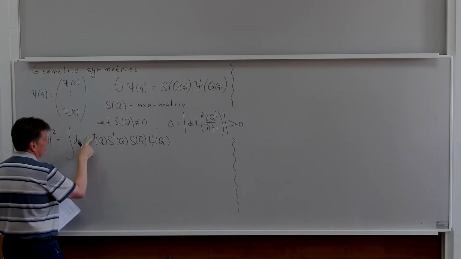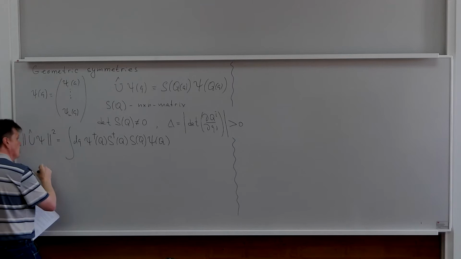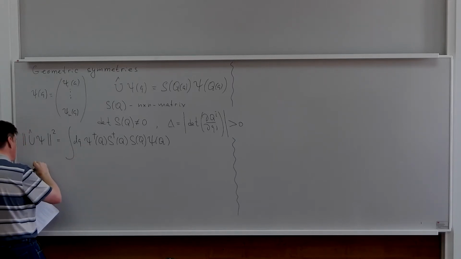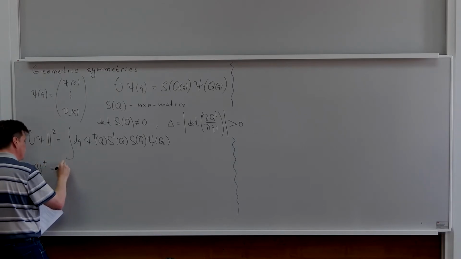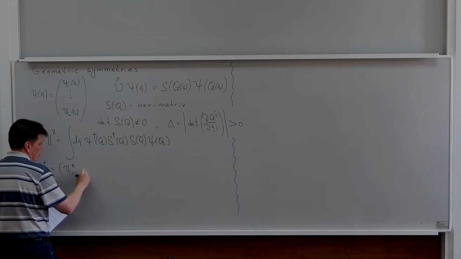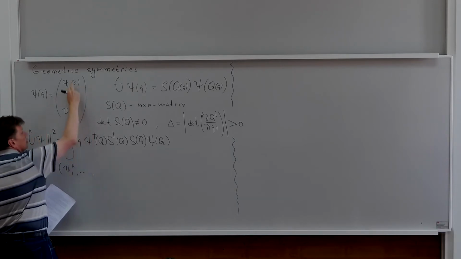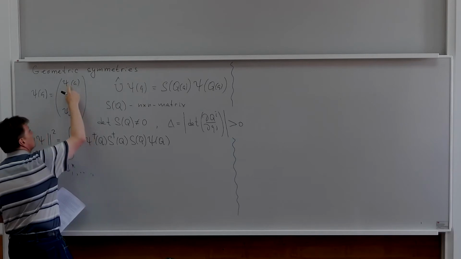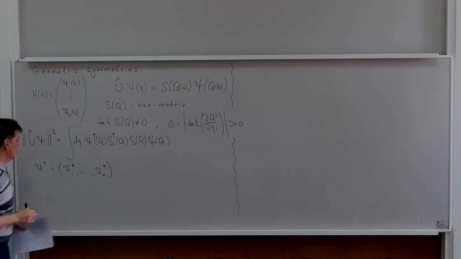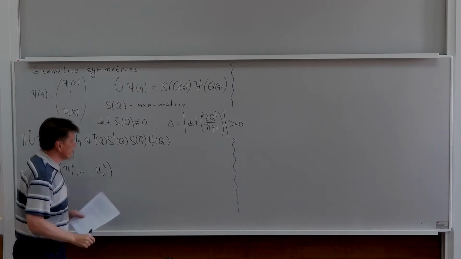By psi dagger I mean the Hermitian conjugate wave function, which is given now by a row composed of the complex conjugate numbers psi_1 through psi_n. This is the definition of Hermitian conjugation.